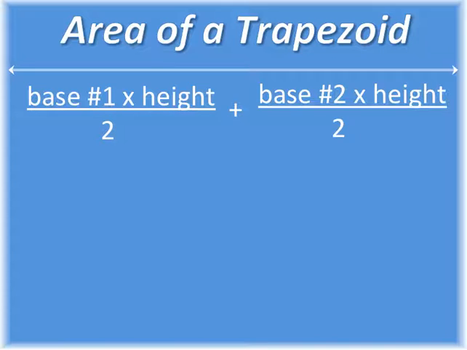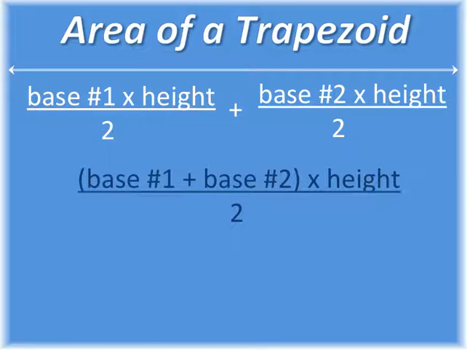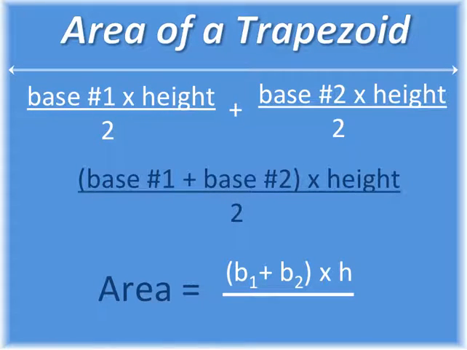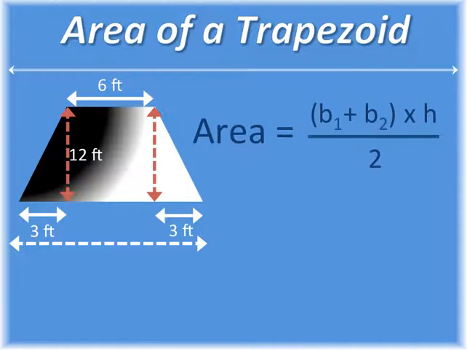So let's take height out of the top of the equation, so we just add our bases together, then times by the height, divided by 2. This is the more common formula we've seen in the past for the area of a trapezoid, and it should get us the same answer.